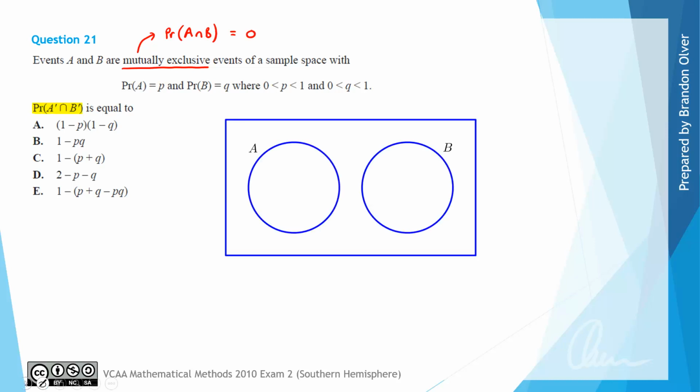So that means we can draw a Venn diagram that looks like this for two mutually exclusive events A and B. And then the probability of A complement intersecting B complement is going to be the region around those two circles, so the light shaded blue in that diagram.